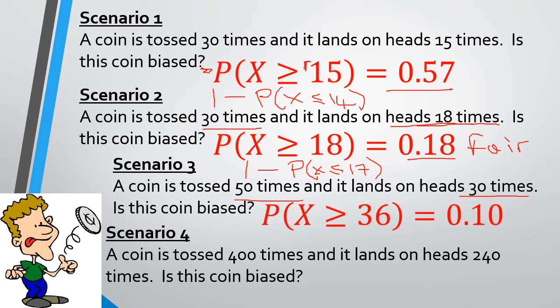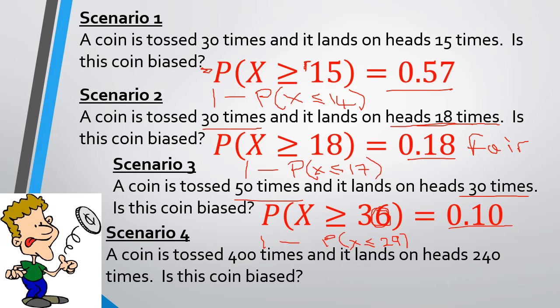Okay, now I don't know why this says 36. That does say 30. So what you should have done here is x less than or equal to 29. Okay, I'll change that for the handout that I give you, but it does come out as 10%. Okay, so we're getting lower.